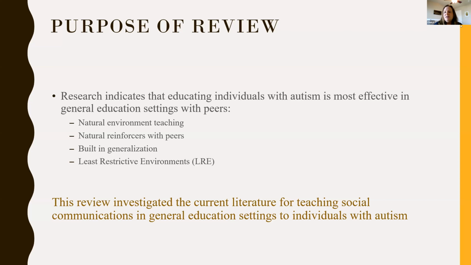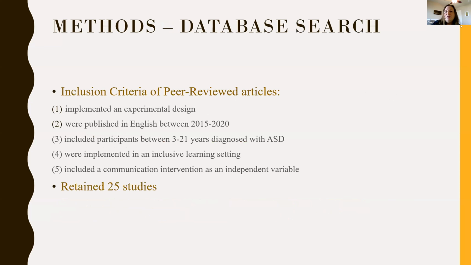So this review investigated the current literature for the past 5 years for teaching social communications in general education settings for people with autism. The inclusion criteria was pretty simple, had to be an experimental design published within the past 5 years. This was published last year. Include participants between 3 and 21. We did that so we can hit preschoolers and people with disabilities who go to age 21 in the school system. Implemented in an inclusive learning setting.